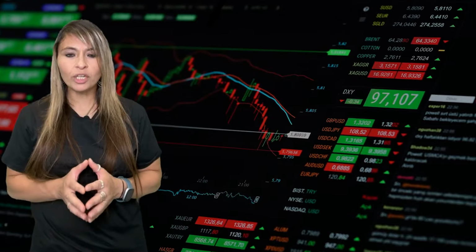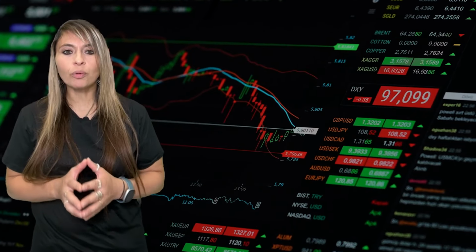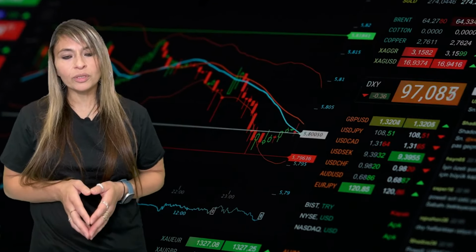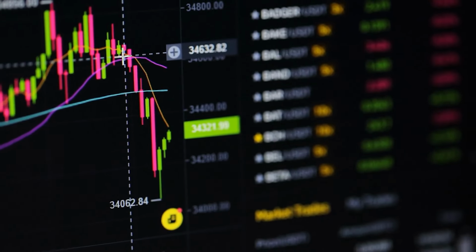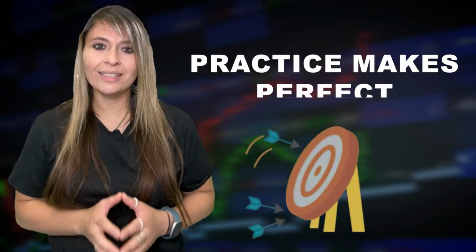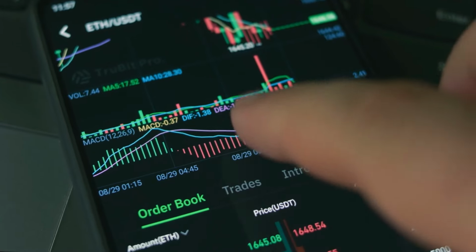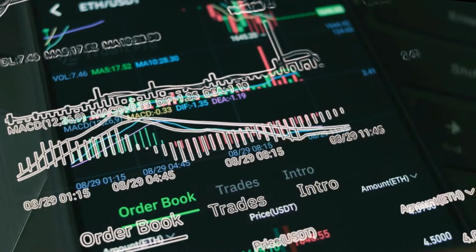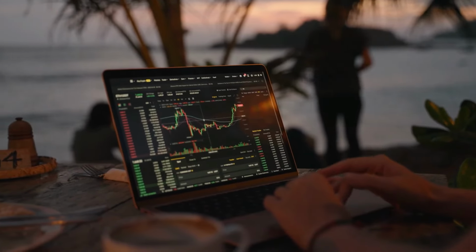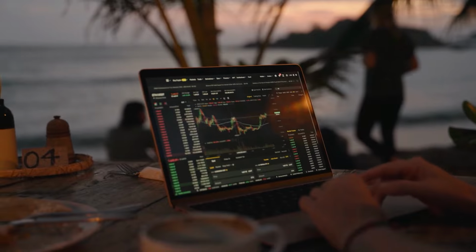For example, a bullish candlestick pattern near a support level can be a strong indicator of a potential upward movement, whereas a bearish pattern near a resistance level can indicate a potential downward movement. Also, let's not forget, practice makes perfect. Use demo accounts to test your understanding without risking real money. This allows you to apply these patterns and strategies in real market conditions.